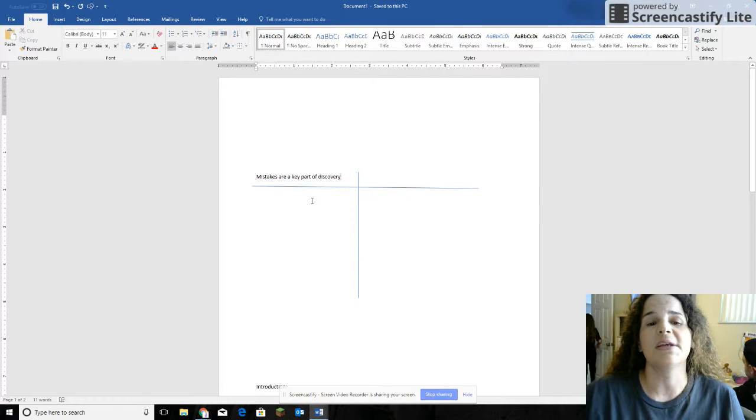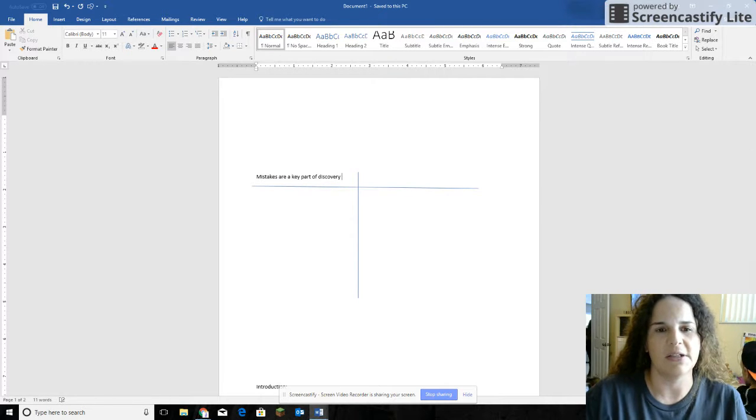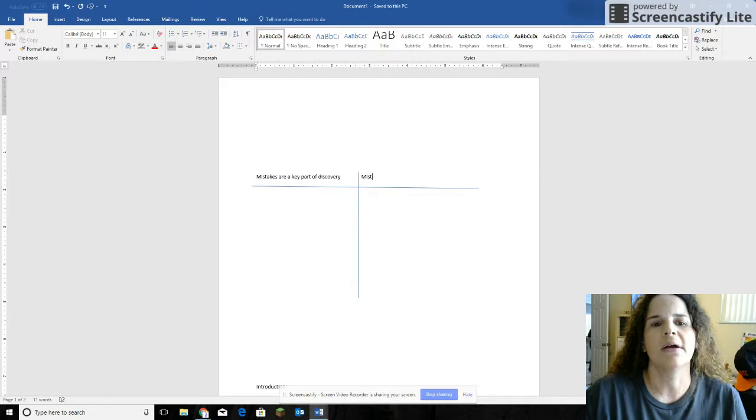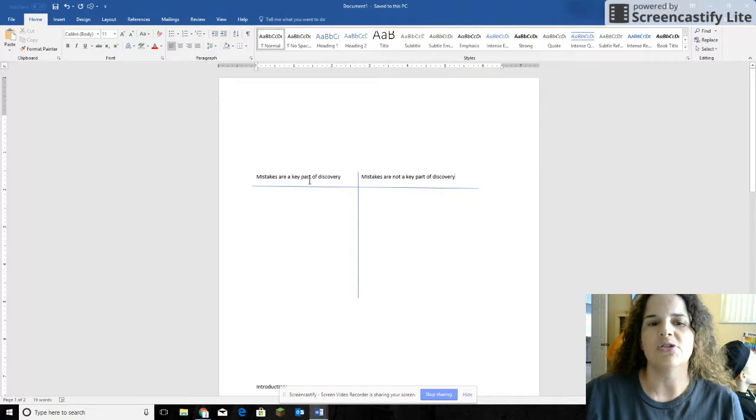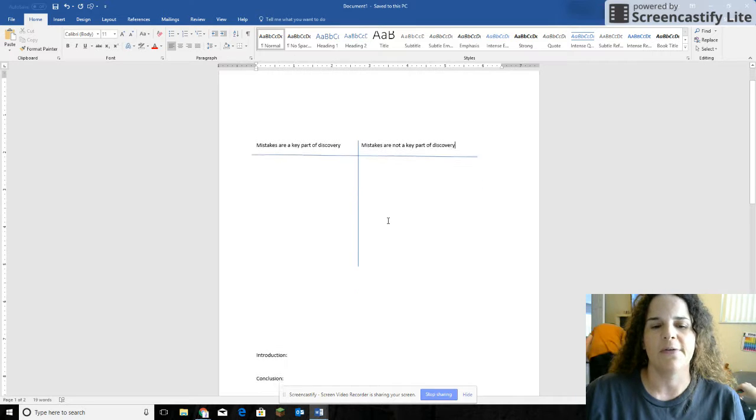Okay, the opposite would be that mistakes are not a key part of discovery. Okay, so go ahead and write that down. Remember, if it's a T-chart, you need two sides of the fight. So once you steal this, you just have to go ahead and figure out what would the opposite be. So there you go, you have that for you.